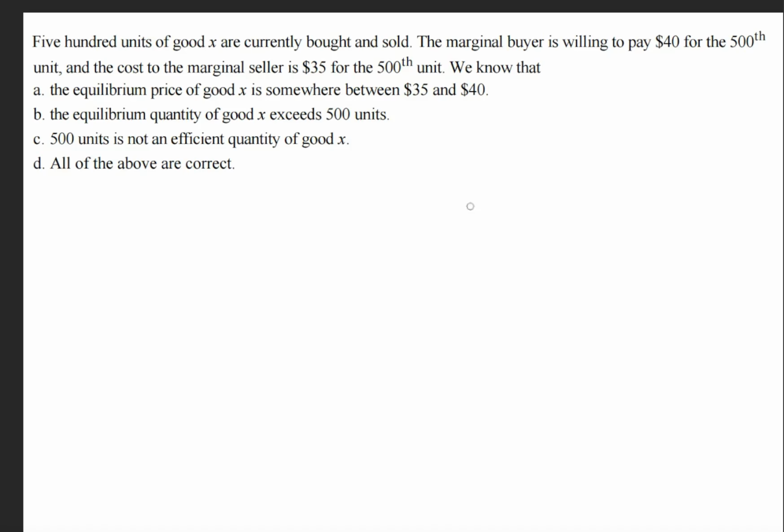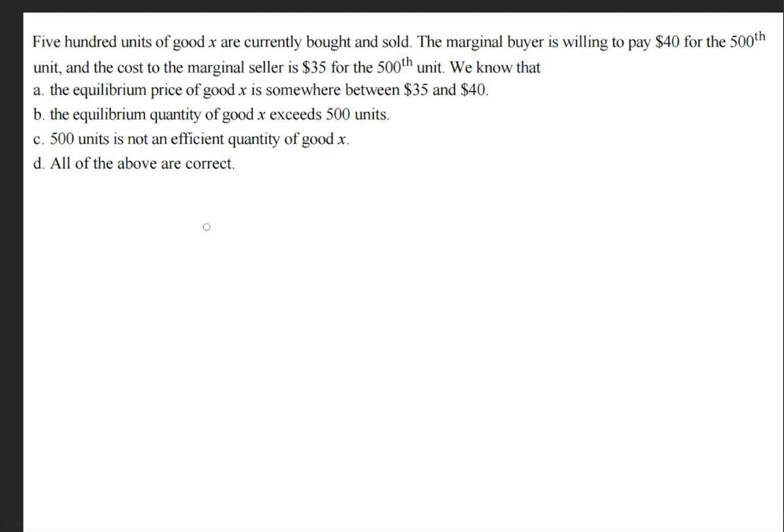So the question asks, 500 units of good X are currently bought and sold. The marginal buyer is willing to pay $40 for the 500th unit, and the cost to the marginal seller is $35 for the 500th unit. We know that, and we have our choices here.